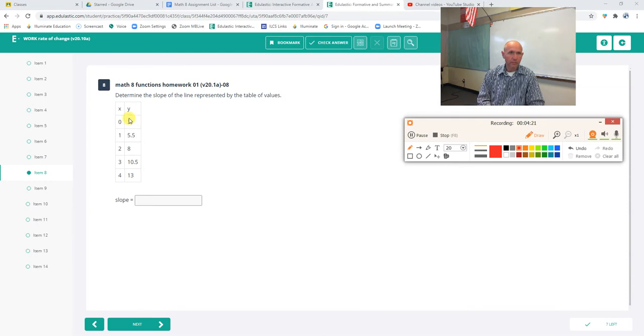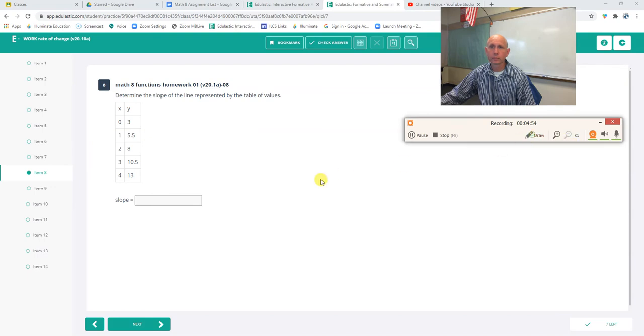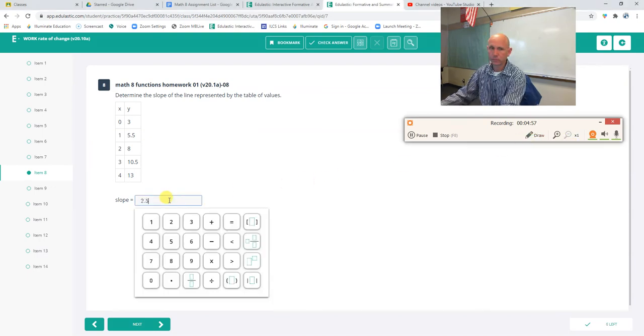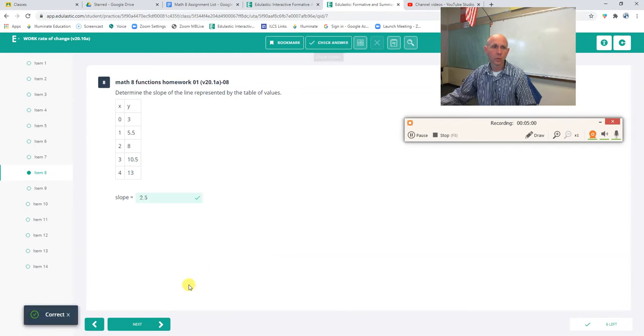Let's find the slope here. I was at 0, now I'm at 1. That's an increase of 1. I was at 3, now I'm at 5.5. That's an increase of 2.5. Ooh, Mr. Barr, you're getting crazy, giving me decimals. Yes, decimals. Rise over run. So we'll put this in as 2.5 and we'll see if it accepts that. If not, we'll have to go and turn it into a fraction. So 2.5. Cool.